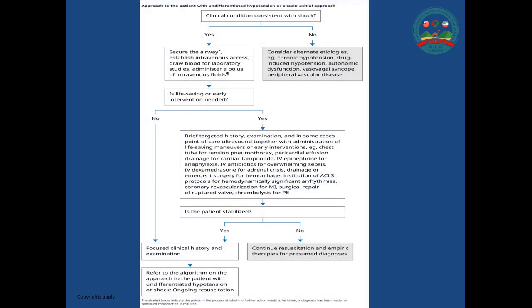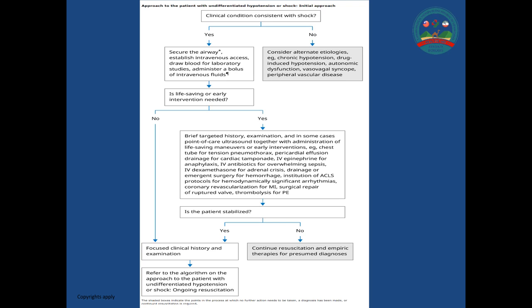This flowchart outlines the initial approach to a patient with possible shock. First, determine whether the clinical condition is consistent with shock. If so, secure the airway, establish intravenous access, obtain blood for laboratory tests, and give a bolus of intravenous fluids.